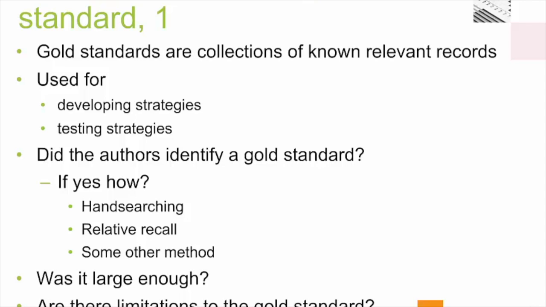So there are many ways of developing gold standards, and some examples are things like hand searching. This is the gold standard way of developing gold standards: hand searching journals or databases. Relative recall is another method which we'll look at in a moment, or the authors might report another method. So what we're looking for is a clear description of how the gold standard was identified, some sort of assessment of whether the gold standard was large enough, and whether there are any limitations to the gold standard from the perspective that we're approaching it from.